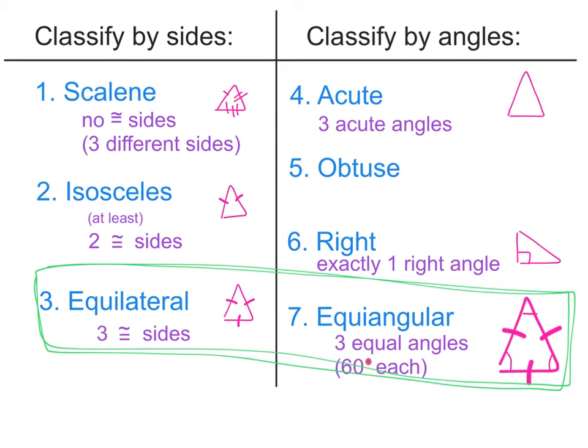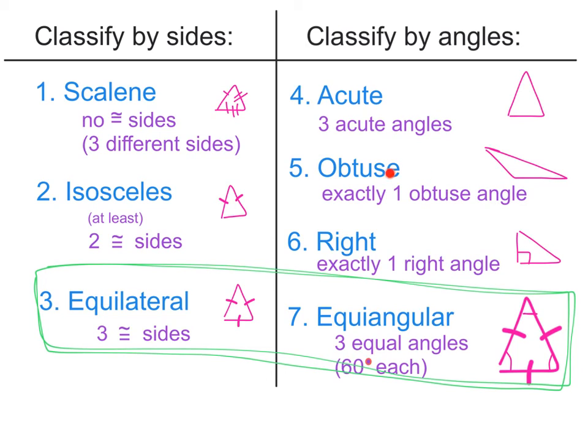Moving on to an acute triangle. Again, we're talking about the angles here. In an acute triangle, it is important that all three angles have to be acute. So again, all three angles have to be smaller than 90 degrees. Above zero, less than 90.